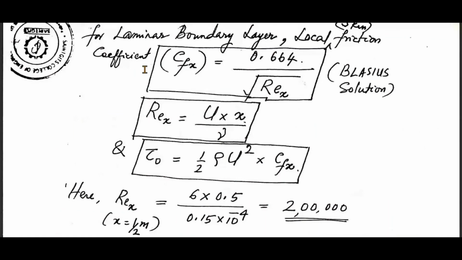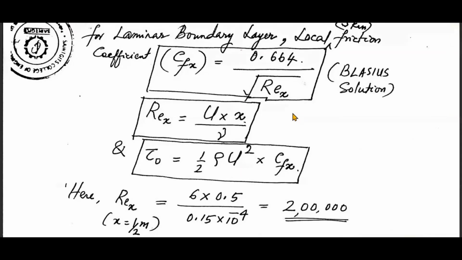This is it. For a laminar boundary layer, the local skin friction coefficient CFX is 0.664 divided by root Rex. And the Reynolds number is U into X by nu. So these correlations you have to keep in mind. One for the local shear stress value tau 0, one for the local skin friction coefficient, and one for the average coefficient of drag. Those important correlations you have to memorize for using in exams. And we are making use of the Blasius solution for all these cases.